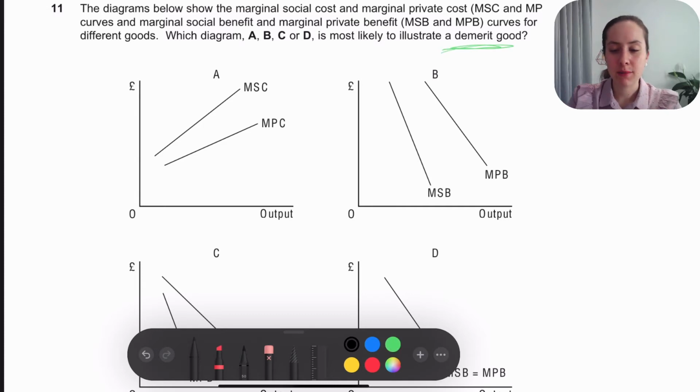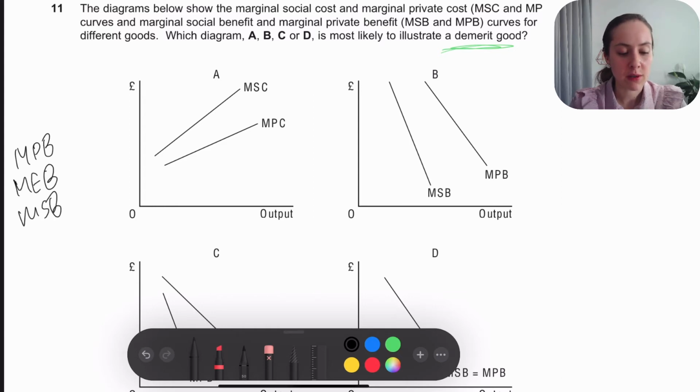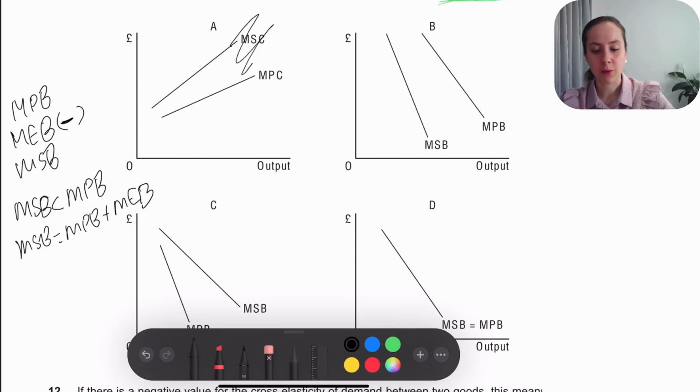We're looking for a demerit good. Demerit goods, they are harmful to other people. So it's difficult. We use this vocab, so we still use MPB. No, we still use MEB and we use MSBs. But the idea is with the demerit goods, society benefits less than the individuals. Remember, we've got this equation tying things together. So that's going to mean that this MEB thing must be a negative. Let's make that work.